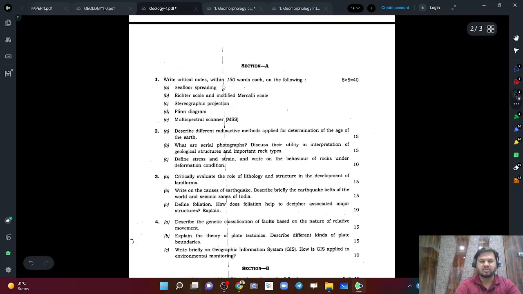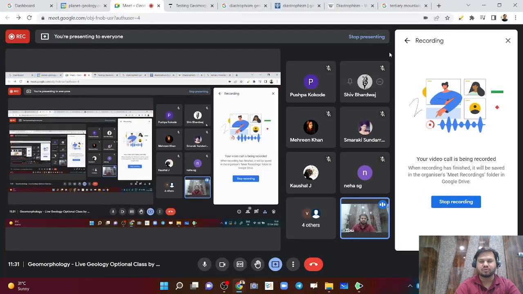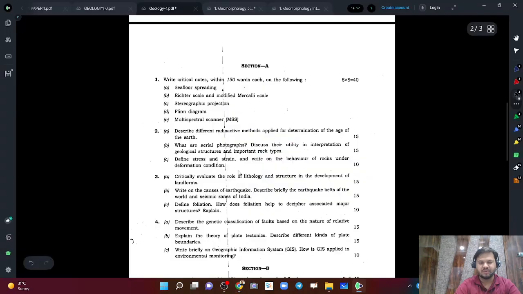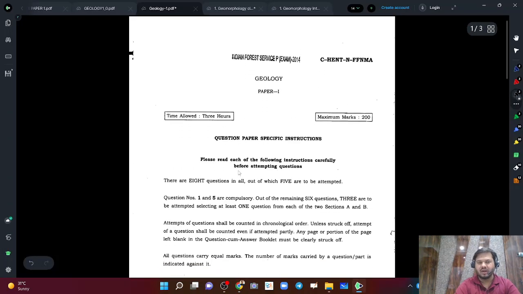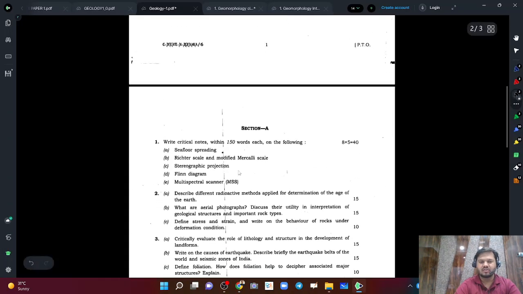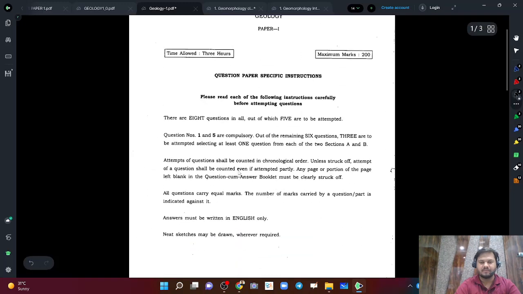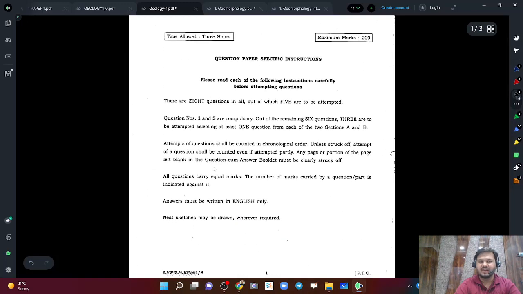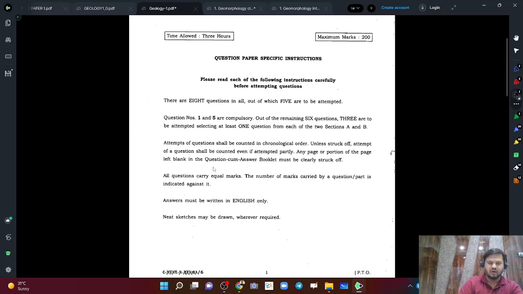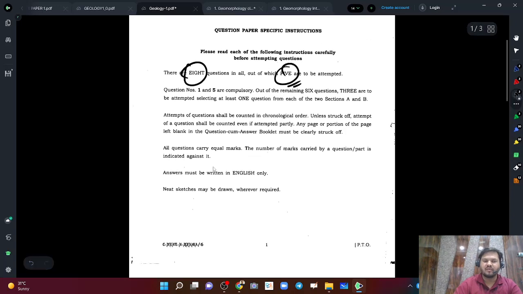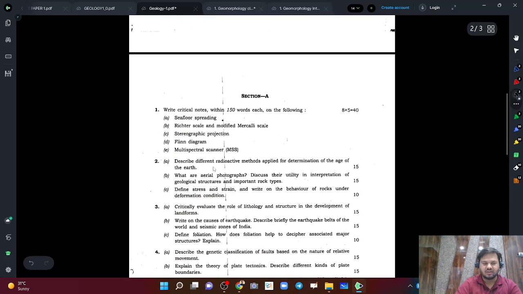So in 2014, I hope you have seen the question paper, right? So this is how our question paper looks like, right? This is paper 1 geology. So it will have basically 8 questions, and out of 8 questions we have to attempt only 5, right? So how do we attempt 5? Question number 1 and question number 5 are compulsory. So this question is compulsory. We have to attempt all these 5.